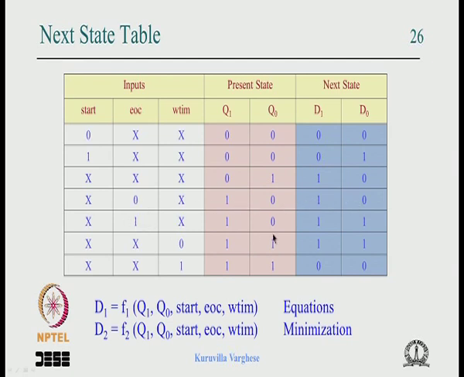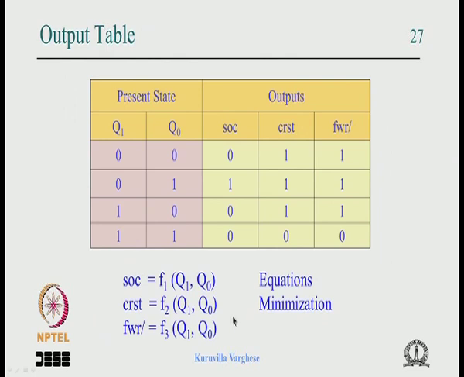If it is 1, 1 0 transits to 1 1, and in the 1 1 state we are waiting for the write time decoder; if it is 0, remain there, and if it is 1, go to the starting state. So that is simple, and we can form the min terms of D1 and D0, minimize them, and get the equations. So D1 and D0 are functions of the present state and the inputs. The design is done, and similarly we can develop the output table.